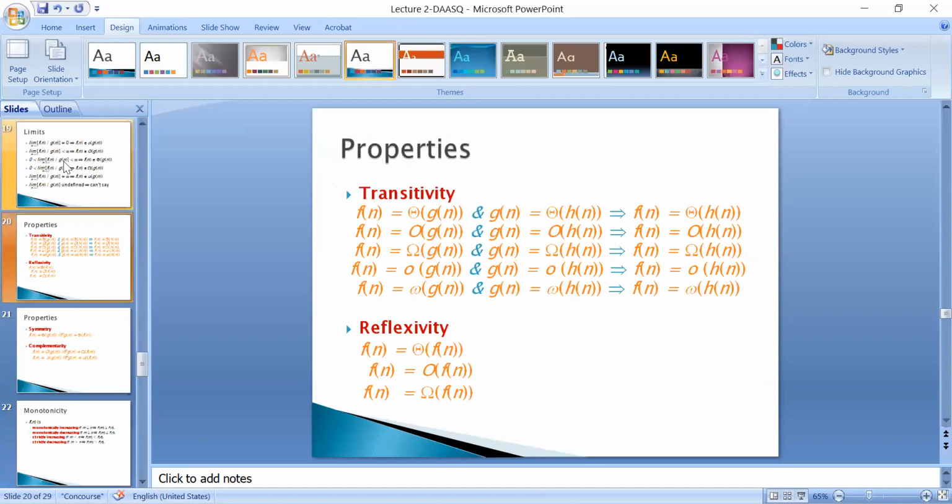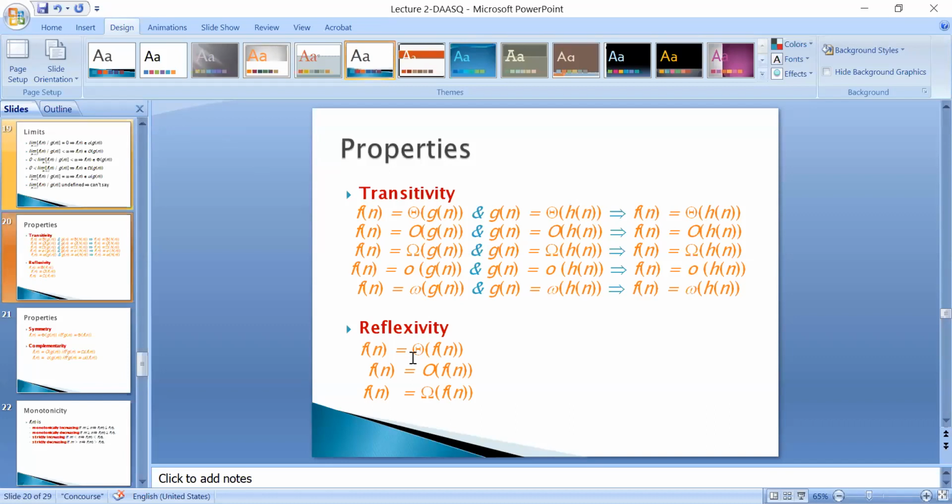Now, what I want to go over is the properties of these asymptotic notations. Just like when you have a set, you define some properties like reflexivity, associativity, transitivity, they apply to these mathematical functions as well. So if a function Fn is theta of Gn and Gn is theta of some other function Hn, then Fn is also theta of Hn. This is called the transitivity property and it applies to all five asymptotic notations.